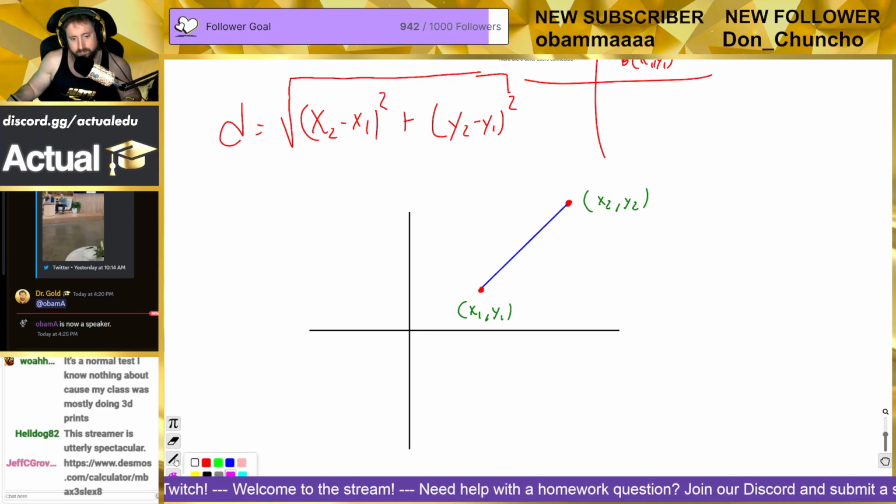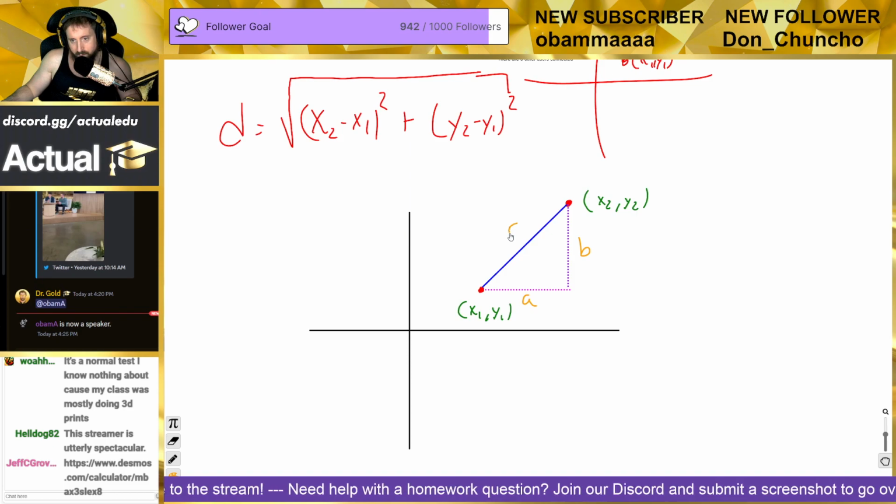True. So let's say you wanted to figure out the distance from x1, y1 to x2, y2. You see how these are two points? We could describe this as almost like a triangle. You see how this could be a triangle? Do you remember, if this is side A and this is side B, how you figure out what side C is?